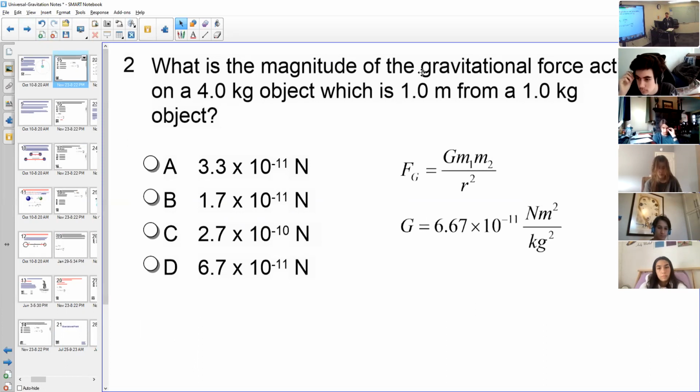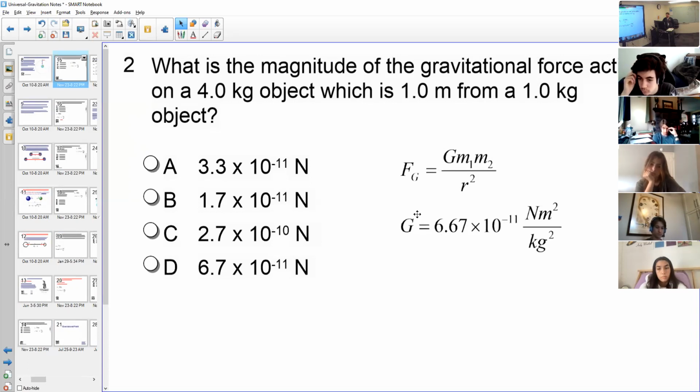This one, what is the magnitude of the force acting on a 4 kilogram object, which is 1 meter from a 1 kilogram object? So we're going to take this constant for G. M1 would be 4 kilograms. M2 would be 1 kilogram. R would be 1 meter squared, which is still just 1. So 4 times 1 divided by 1 is just 4. So the answer is going to be 4 times this. Now, this is almost 7. What's 4 times 7? 28. So just knowing that, which of these answers can you assume is probably the right answer?